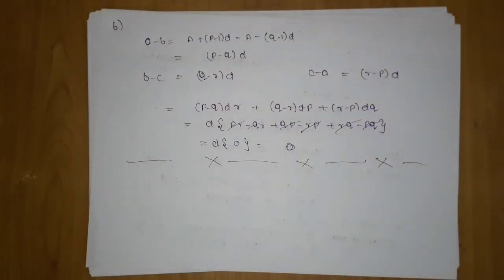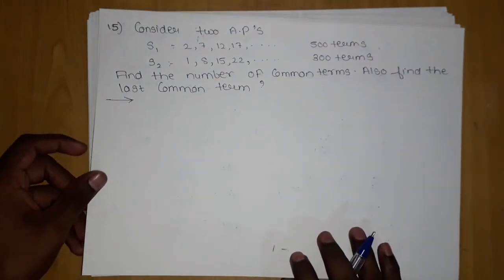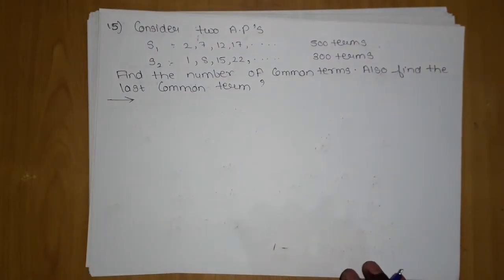Now let's move on to the next question. The next question is question number 15, which says as follows: consider the two APs, S1 which is 2, 7, 12, 17, and it has 500 terms, while S2 which is 1, 8, 15, 22, with 300 terms. Find the total number of common terms, and also find the last common term.